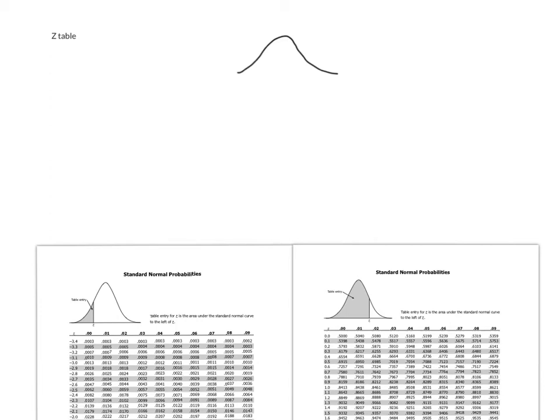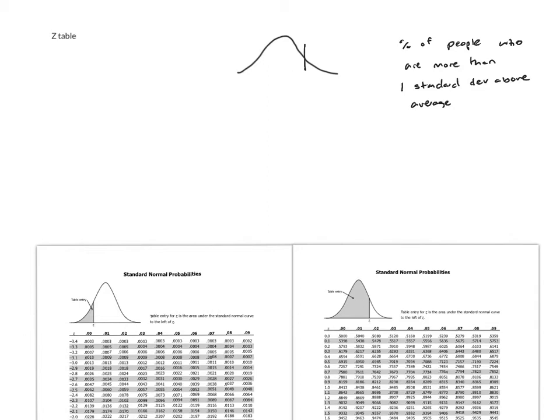So for this video, we're going to be looking at what percent of people are above a certain z-score rather than below. So let's go ahead and start with an example. Let's say we want to know the percent of people who are more than 1 standard deviation above average.